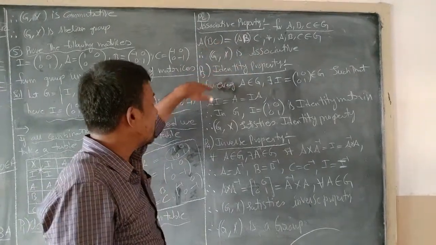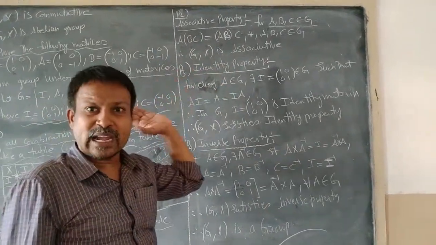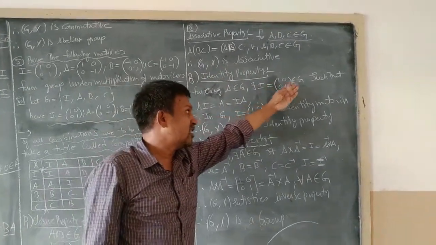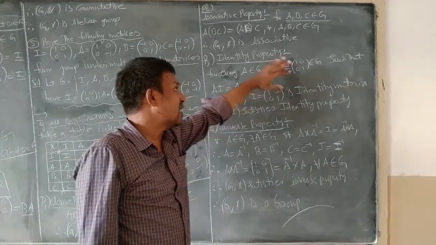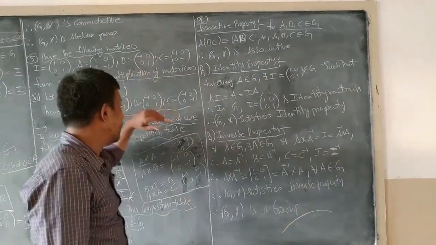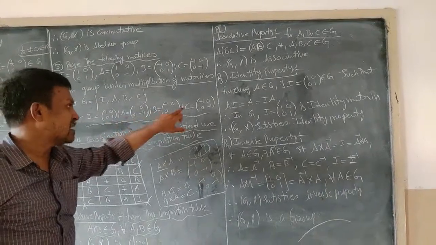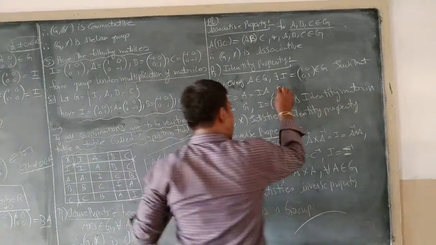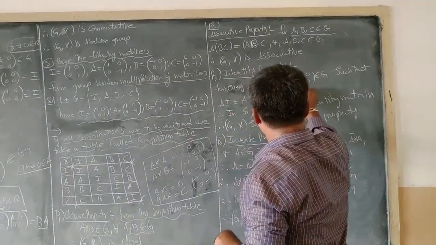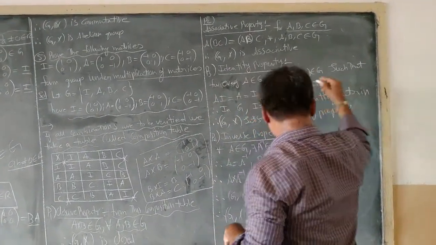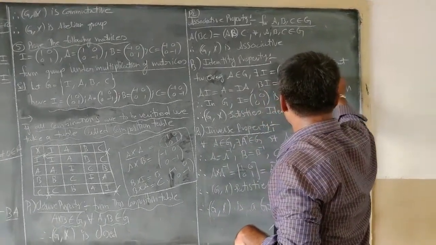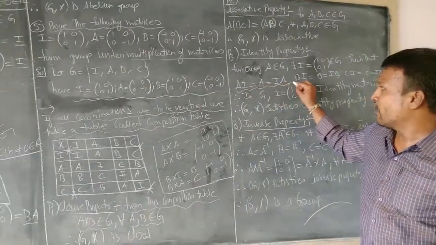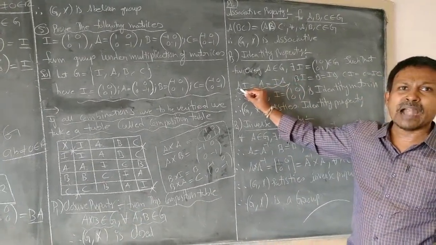Right. I am going to the next property, that is the identity property. They have directly given the square identity matrix, that is 1 0 0 1, which is present in set G. Therefore, if this matrix is multiplied with the rest of the three matrices A, B, C, we get AI is equal to IA, BI is equal to B is equal to IB, CI is equal to C is equal to IC.